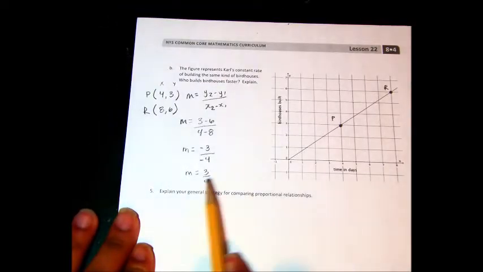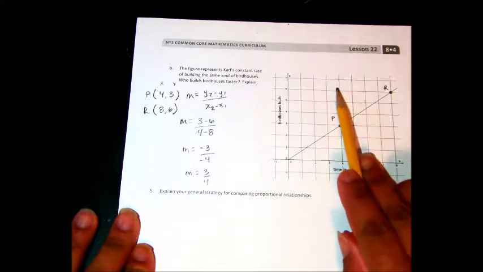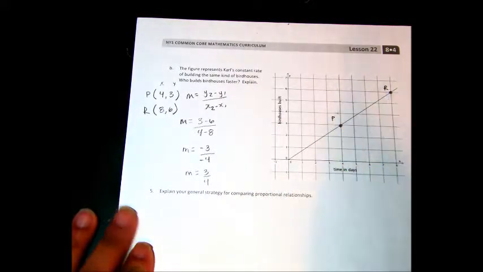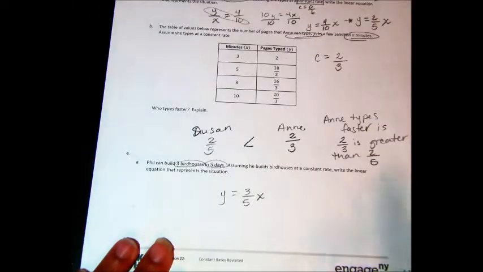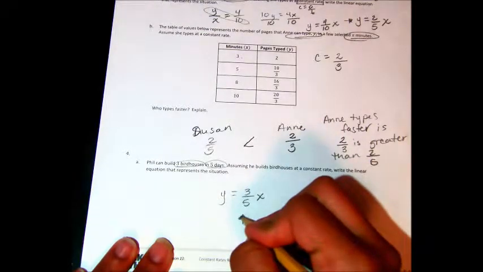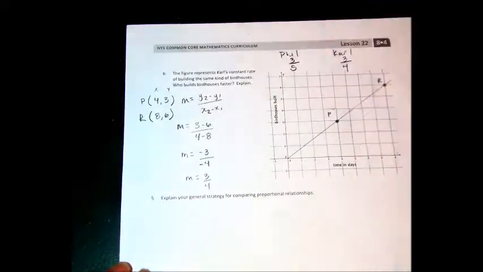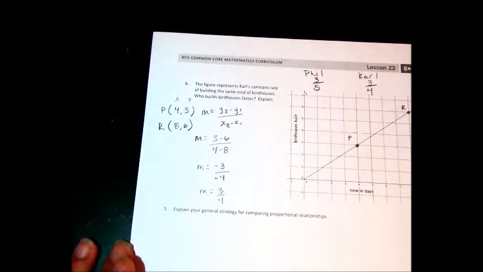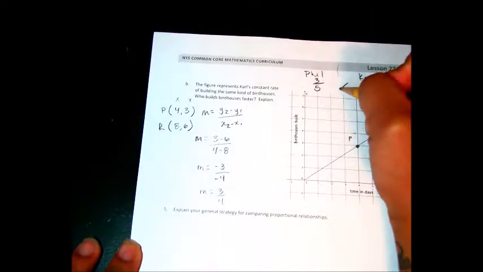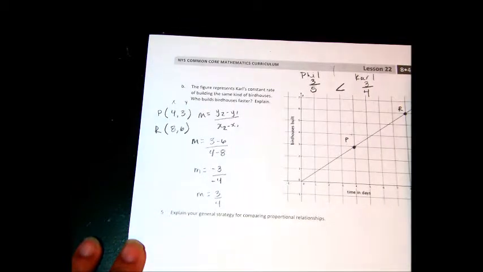So this tells me to get from P to R, I should move up 1, 2, 3, and to the right 1, 2, 3, 4. I verify, I know that my slope is 3/4. But I'm going back to the question. The question asks who builds faster, Carl or Phil? Well, remember, Phil's constant rate is 3/5. Ask yourself the question, would you rather have 3 out of 4 birdhouses built or 3 out of 5 birdhouses built? 3/4 is bigger. Therefore, Carl builds birdhouses faster.